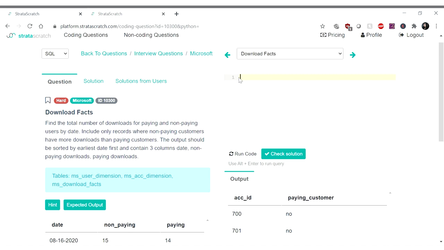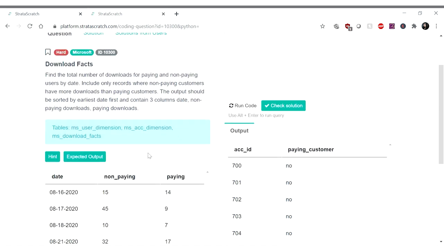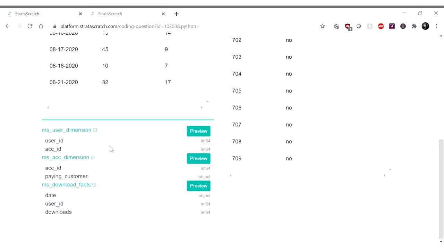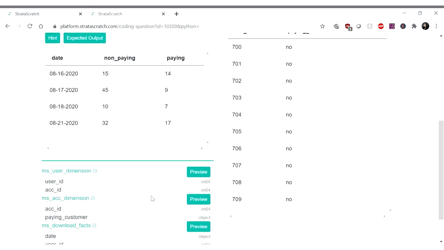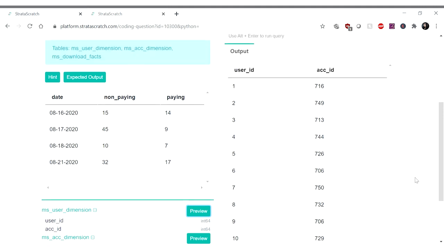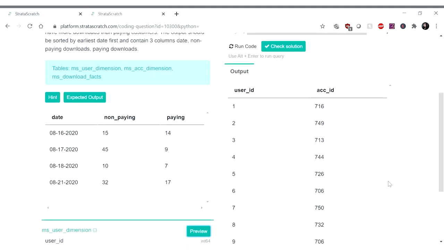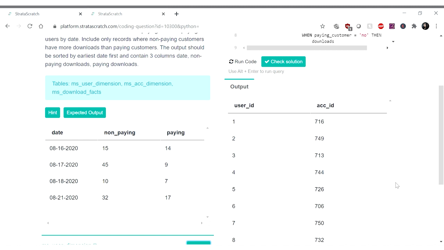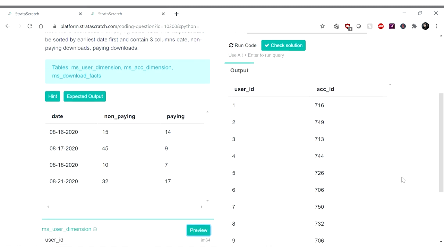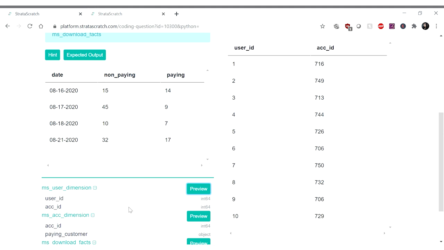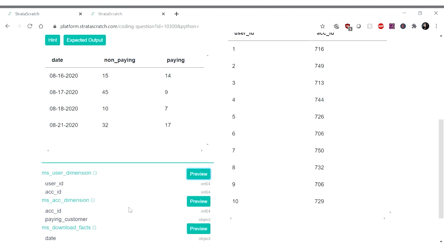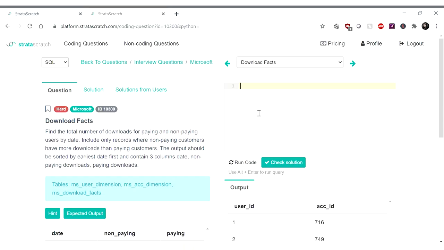Some of the assumptions I'm going to make here: as I was saying earlier, I was talking about how each user would only have one account ID. I don't know if that actually matters here, because even if they did have multiple account IDs and used them multiple times a day, since we're just summing up the different downloads they're doing, I don't think it matters in this case. All right, let us tackle this question.